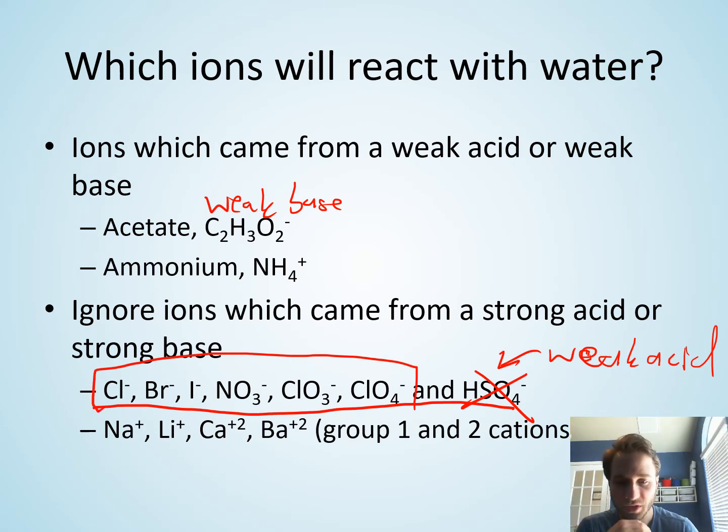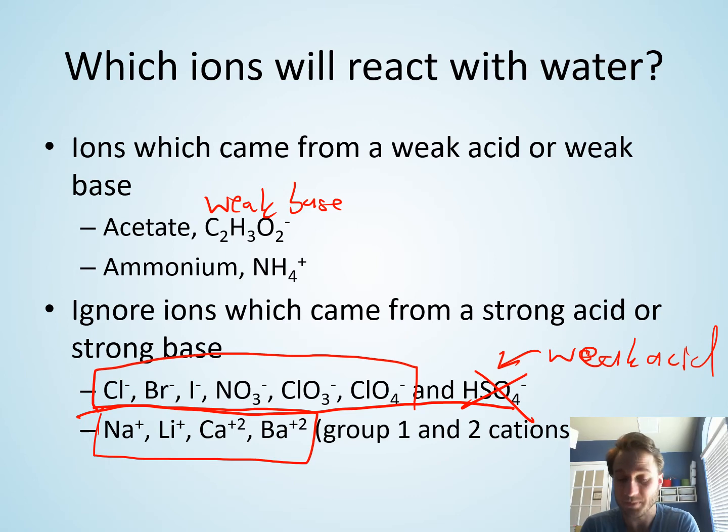All of these things came from a strong acid, so they will not do anything in solution. They will not change the pH at all, okay? Similarly, these cations, sodium, lithium, calcium, barium, these 2+ cations are all coming from strong bases, and so they themselves are negligible acids. They will not act as an acid, they will not affect the pH. So these lists of ions here do not change the pH of a solution ever.